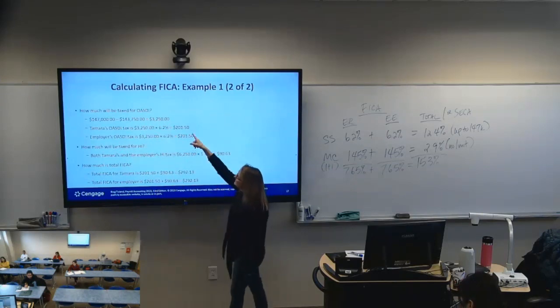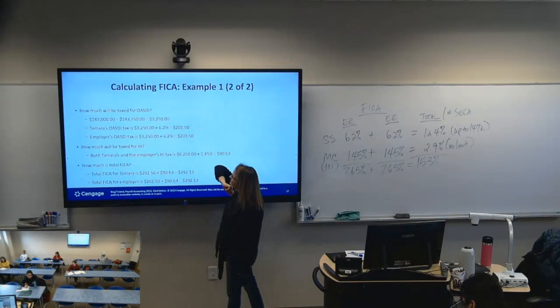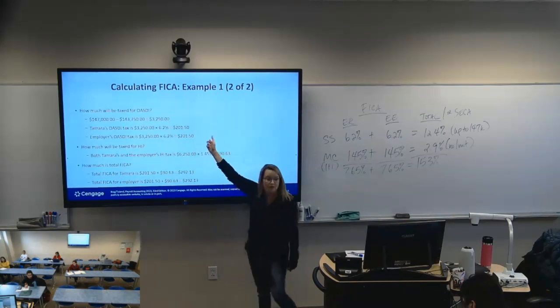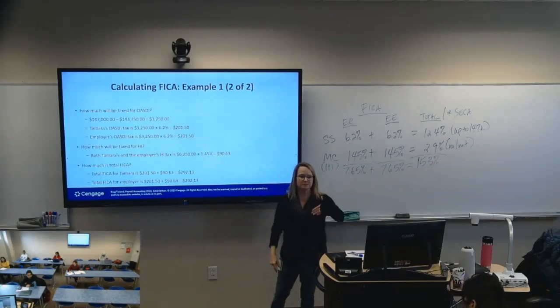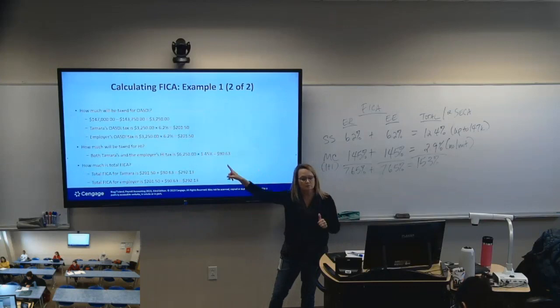3250 times 6.2%. So her Social Security tax is $201.50 that she is going to pay. Her employer is also going to pay $201.50. If there was another pay period after this, then none of her future earnings in that calendar year would be subject to Social Security tax.